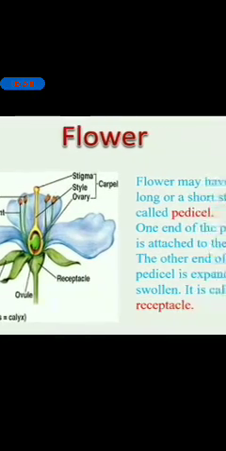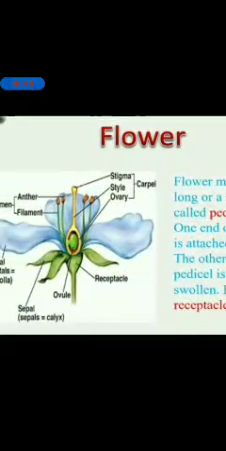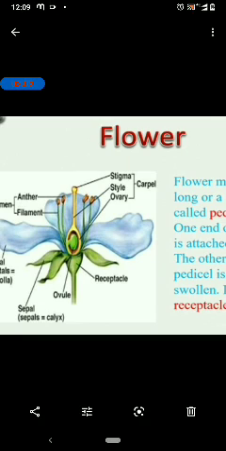Calyx. In a bud condition, the petals are covered by the leaf-like part called the sepals, which are green in color, and they form the calyx. A green coating of small leaves on the bud for the protection purpose is called as calyx. I'll show you one image for this.